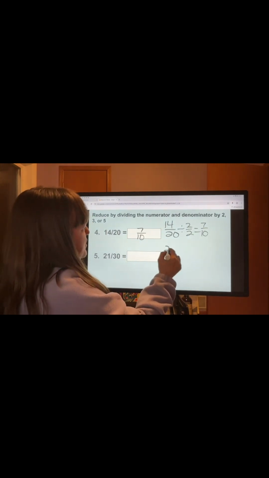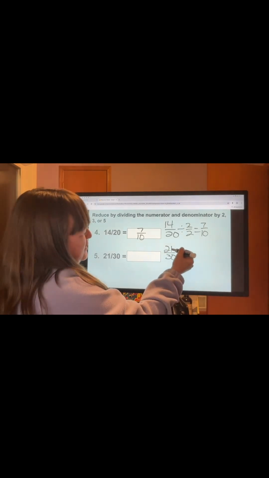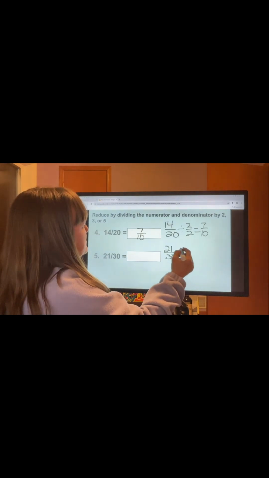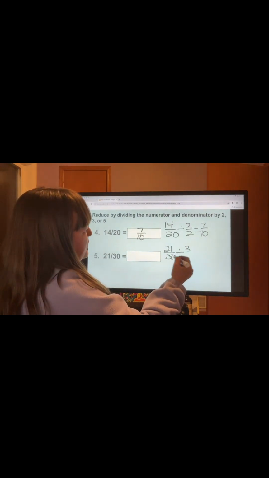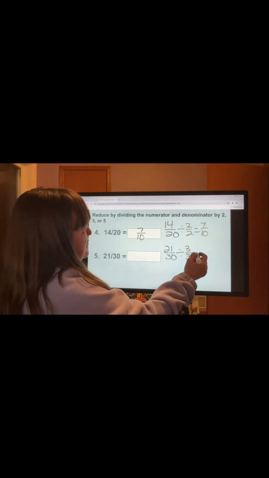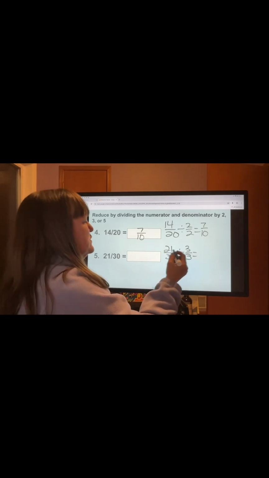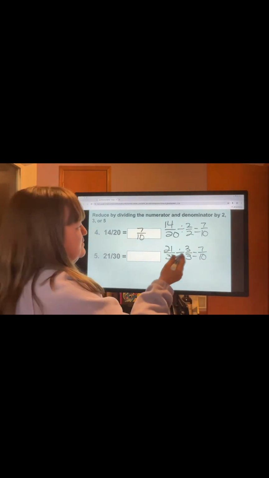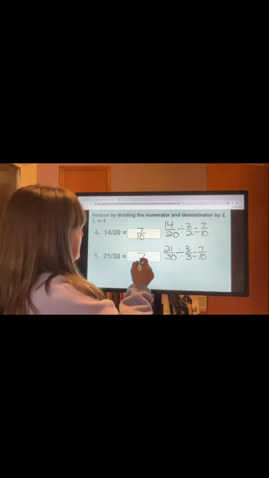How about 21 over 30? You know it's not going to be 2 because 2 doesn't go into 21 evenly. 3 goes into both these numbers and 5 only goes into 30. So 3 goes into 21 7 times. 3 goes into 30 10 times. That's the same answer, huh?